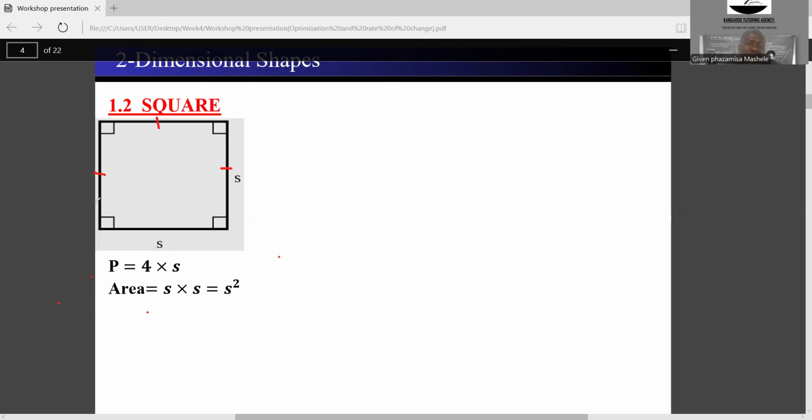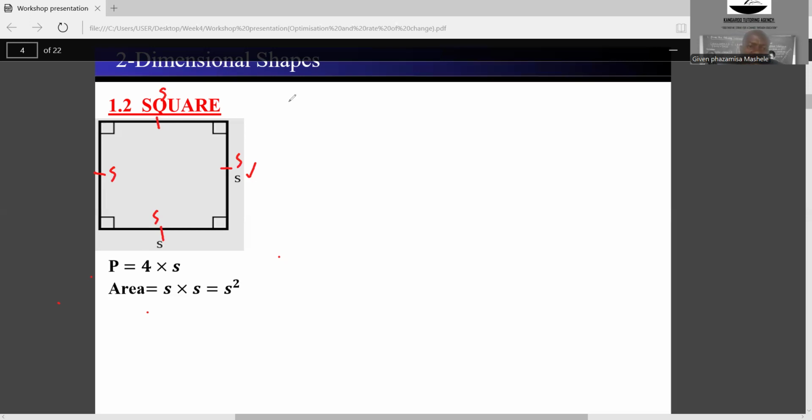So we know in a square, since all the sides are equal, we no longer have the length and the width. So we just call them the sides. So it's just side, side, side, side. And how do we determine the perimeter? Remember, I said the perimeter is the total distance around the shape. So what we're going to do, we're going to add all the sides to get the perimeter.